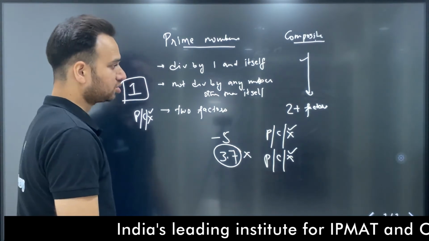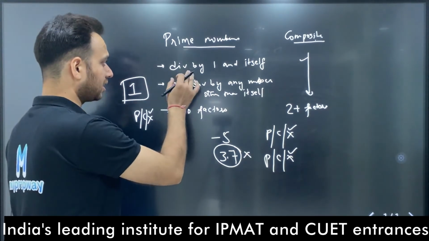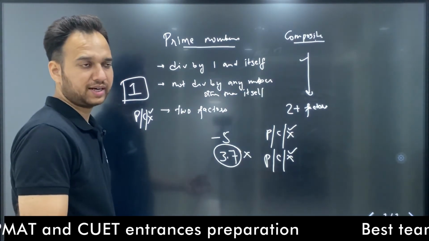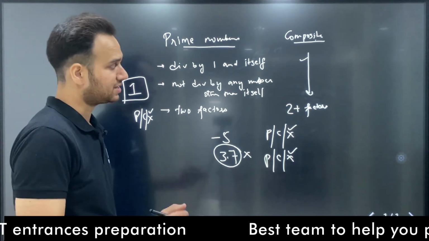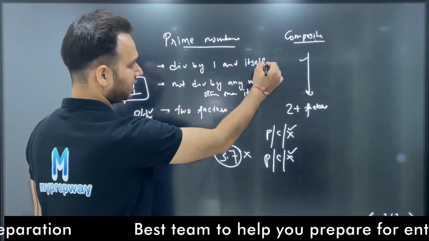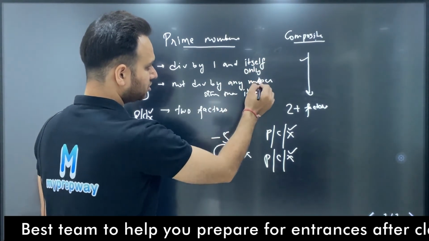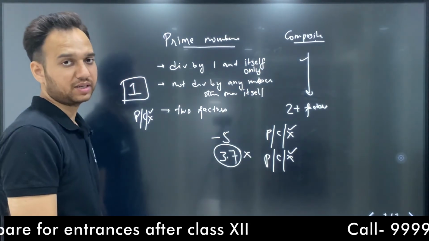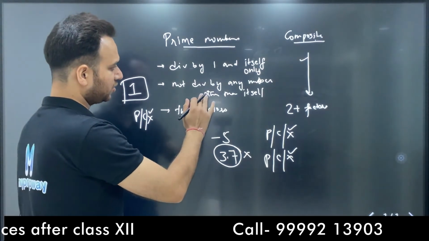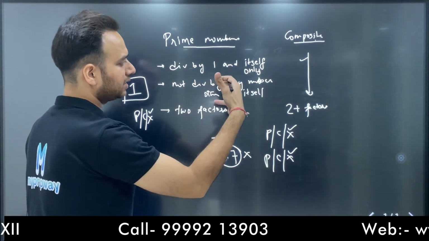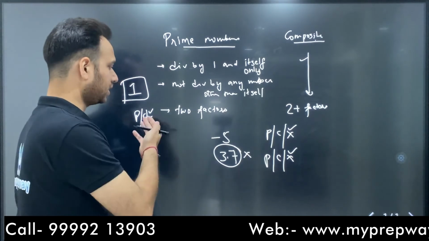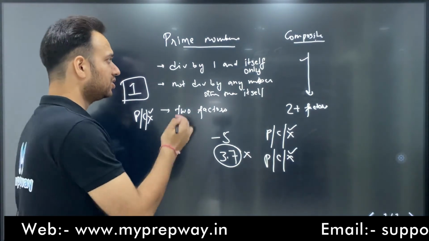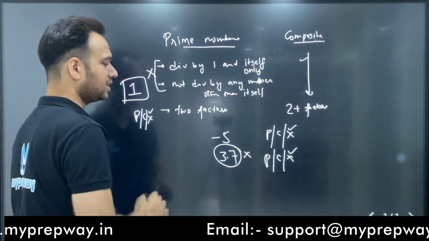If it is nothing, then according to the first definition, it is prime because it is divisible by 1 and itself only, so it should be a prime number according to the first definition, but it is not. What about the second one, the number which is not divisible by any number other than itself? Yes, 1 is not divisible by any other number other than itself, so it should be a prime number. So these two definitions fail in the case of 1.